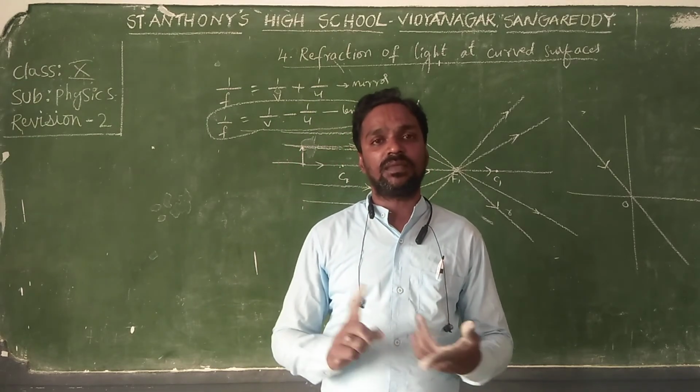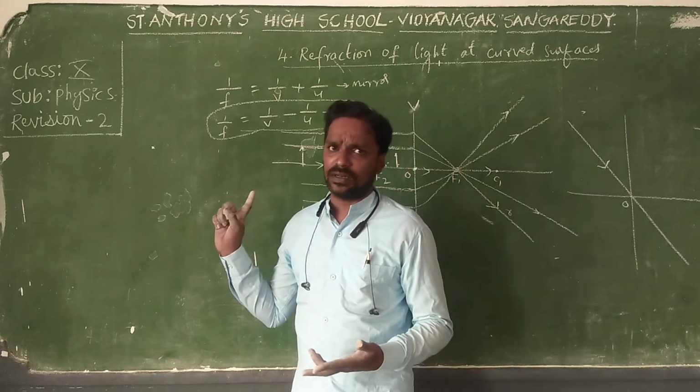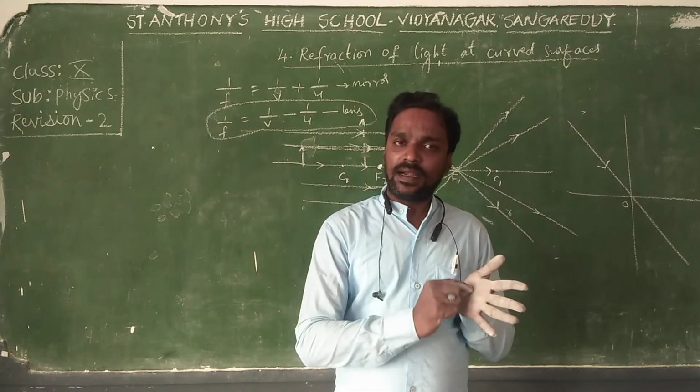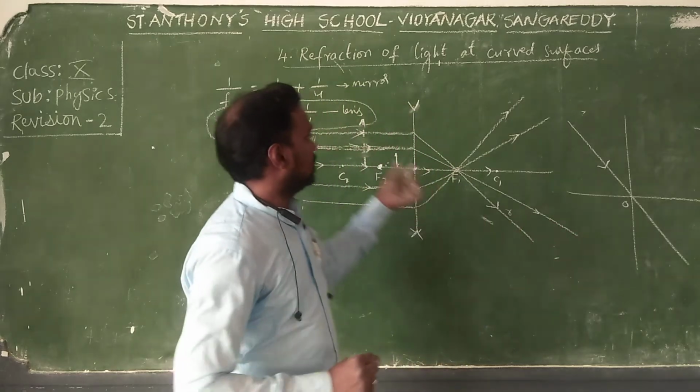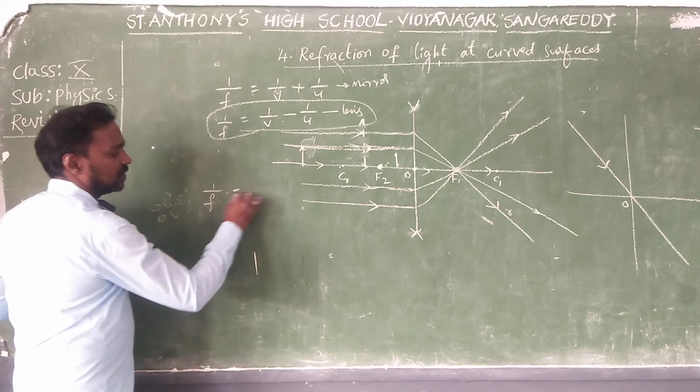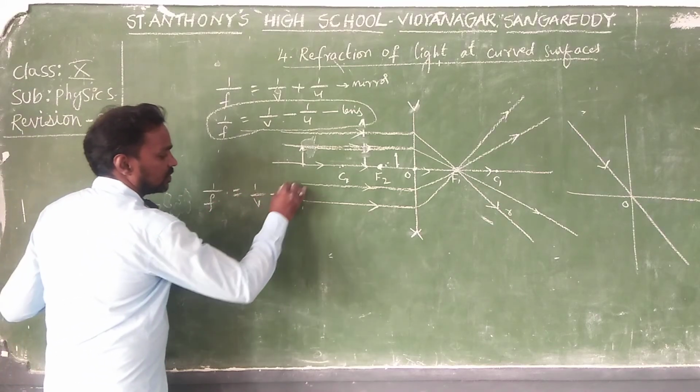Again I am telling you, the same thing should be followed, as you have followed for that chapter. Write the subheading and write this one and the equation. This equation also we can write. How did we write that one? 1 by f is equal to 1 by v minus 1 by u.